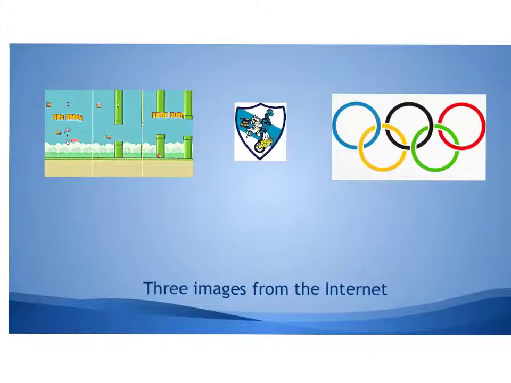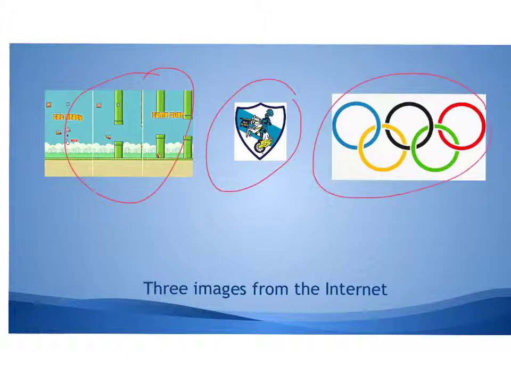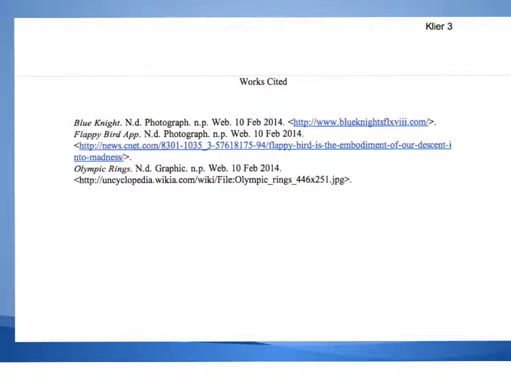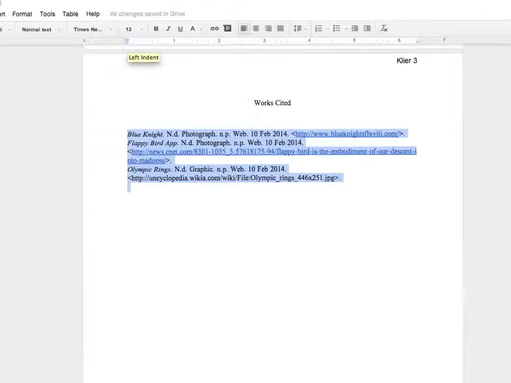So here are 3 images that I took from the internet: Flappy Bird, Blue Night, and the Olympic rings. And after going through the citation machine and copying and pasting the URLs from where I got each of those images, this is what my Works Cited page looks like so far. However, it's not complete. One thing I want to point out is that they're in alphabetical order. So they should be in alphabetical order. In order to make this complete, there's a couple things I need to do.